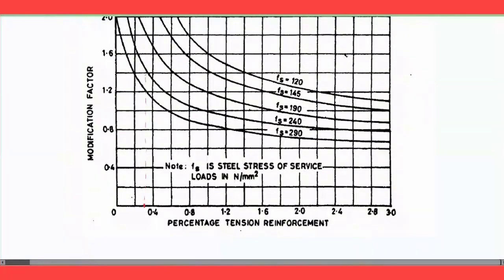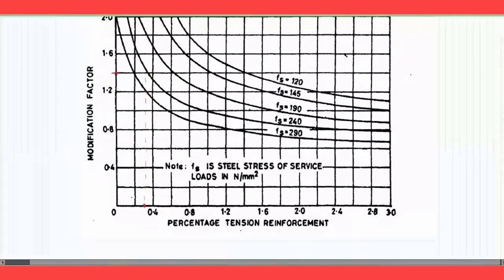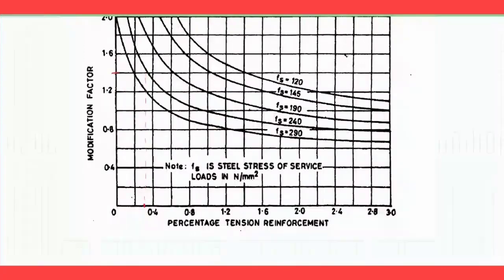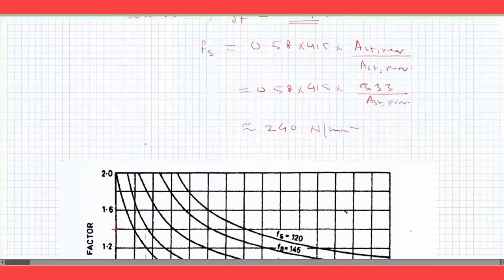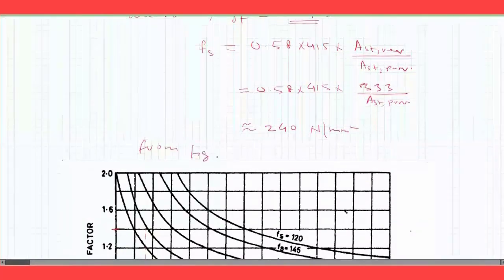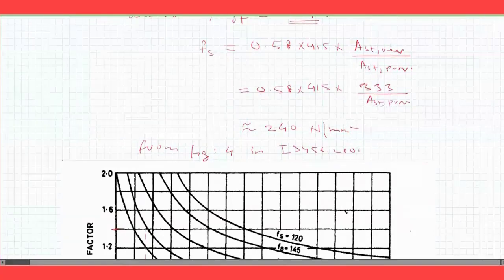So nearly it is coming how much? If you see this value, it will be how much? It will be 1.4. Okay, so approximately you can say the modification factor which is coming is 1.4 kT. So I can write this value of kT from figure 4 in IS 456 2000. You get kT equal to 1.4.